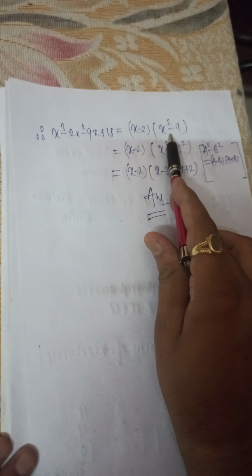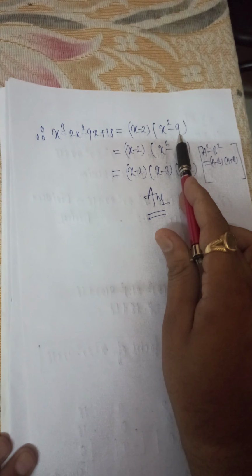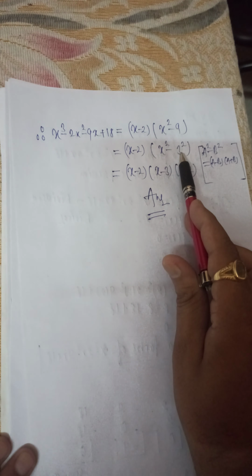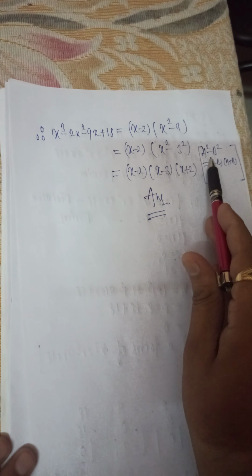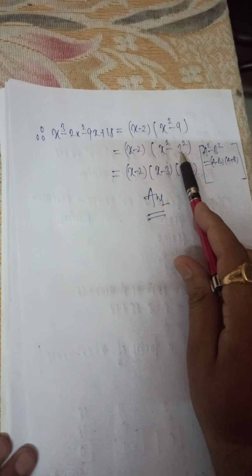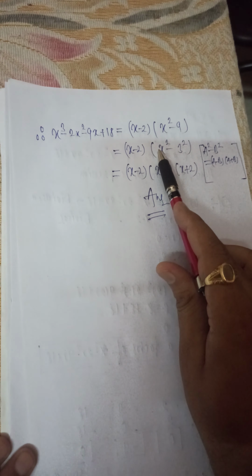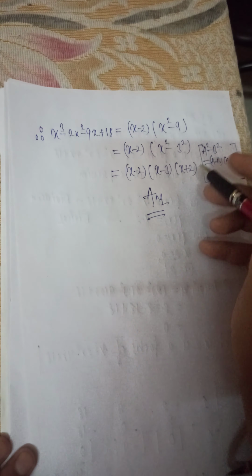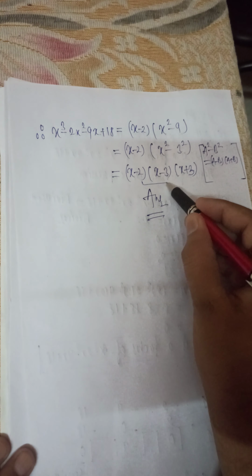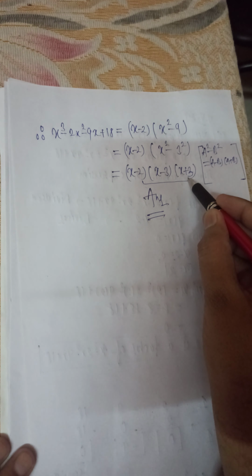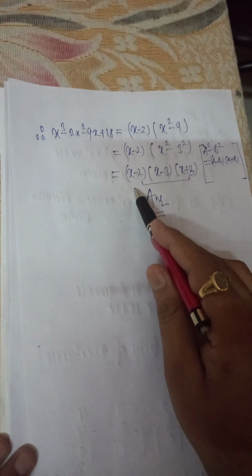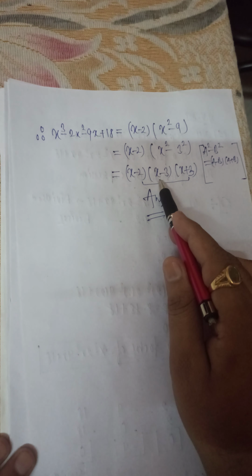Now simplify this: make the factors of this x square minus 9. We can write 9 as 3 square and use the a square minus b square identity. So what is the a square minus b square identity? It is a minus b times a plus b. So write a minus b, meaning x minus 3, and a plus b, meaning x plus 3. This is your answer. So these are the factors of the given polynomial, and you will always get 3 factors of a cubic polynomial. Thanks.